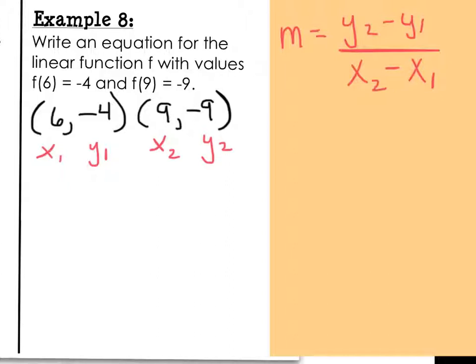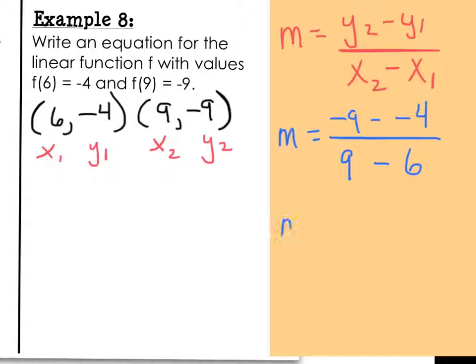So if you are certain that you're not going to get yourself confused, then you don't have to designate them. I do it just on precaution. So now I have m equals, my y sub 1 is negative 1 minus, and my y sub 2 is negative 4, all divided by my x sub 2, which is 9, minus my x sub 1, which is 6.